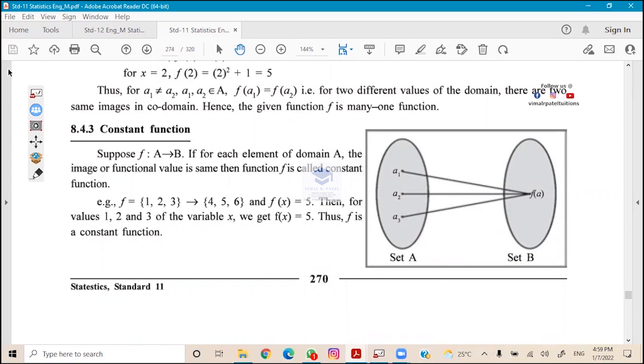Take 0, 1, 2, 3, 4, the value is going to be 5, constant. So this is called constant function. Clear? Yes, sir.